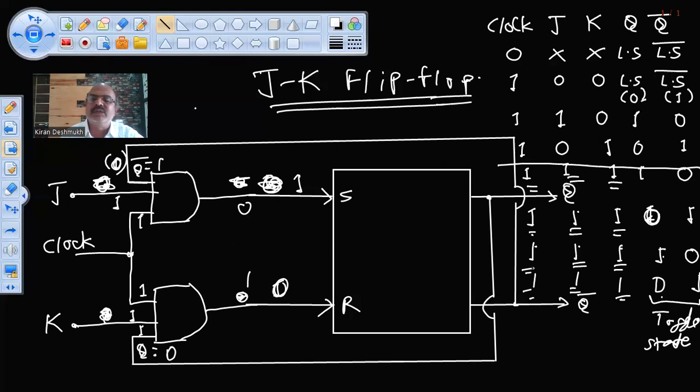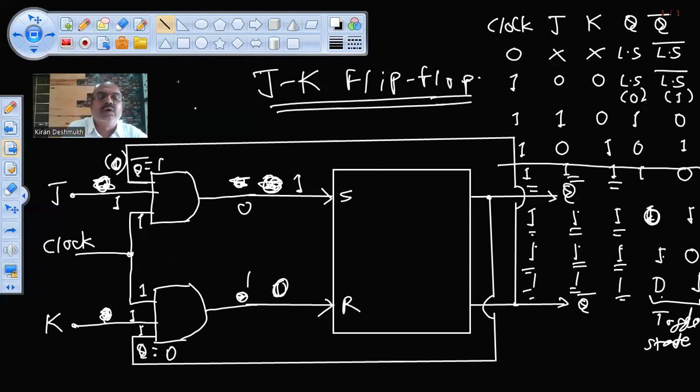Now, what is the drawback of this? The drawback of this is if the clock is 1, the outputs will change very fast. 1 0 1 0 1 0 1 0 like that. Q and Q bar will alternately change until you make the clock 0. As soon as you make the clock 1 and J and K are 1, the output will continuously, within a fraction of a second, change their states. And you will be unable to notice that.